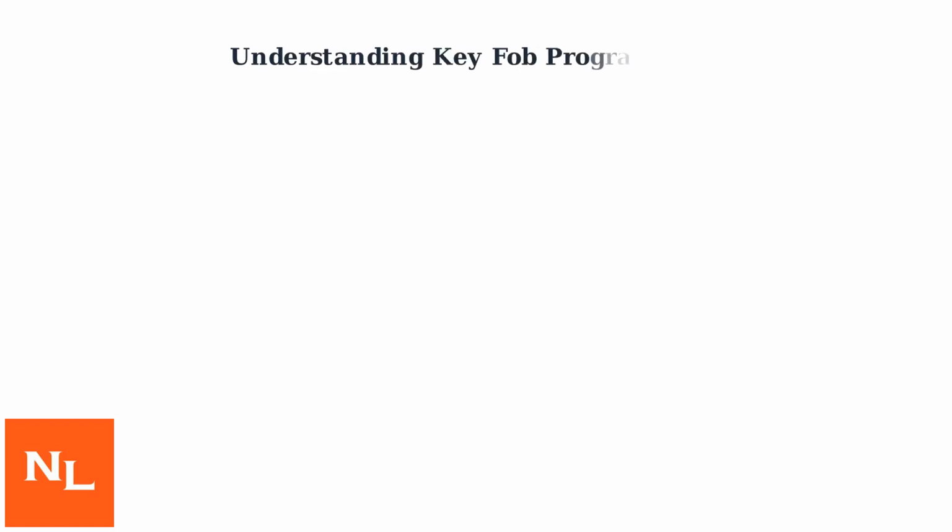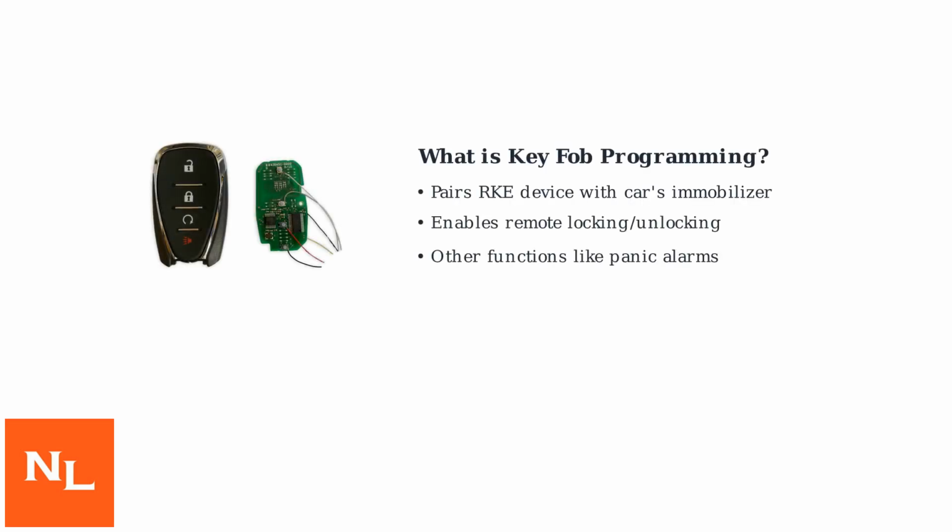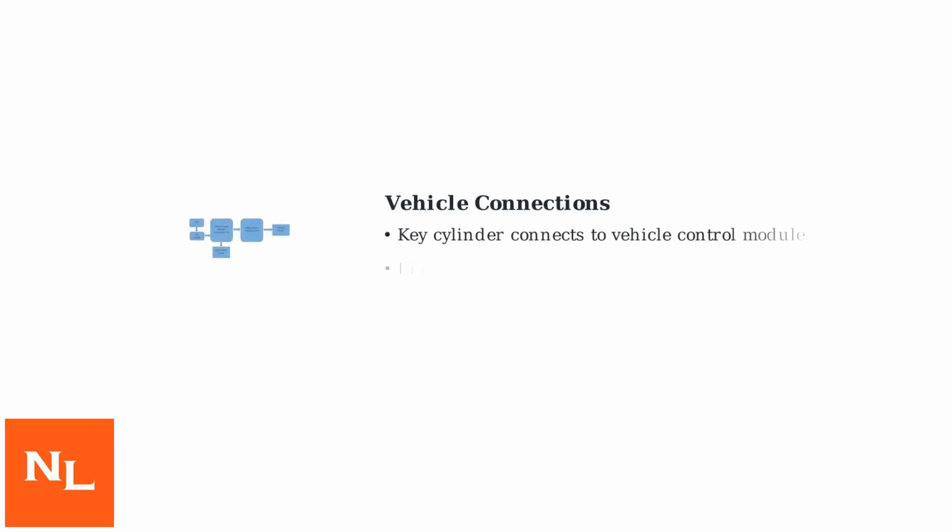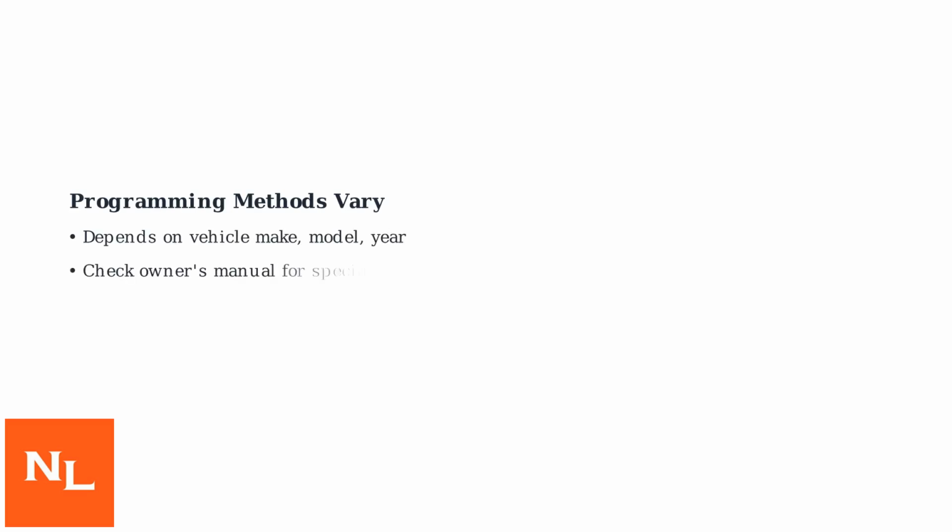Key fob programming pairs your remote keyless entry device with your car's immobilizer system, enabling remote locking and unlocking along with other functions. This involves synchronizing the fob's unique identification code with the car's electronic control unit, allowing secure communication. The fob communicates through the vehicle's control modules, from the key cylinder to the engine and door systems. Programming methods differ widely by vehicle manufacturer, model, and production year. Always consult your owner's manual for the correct procedure.